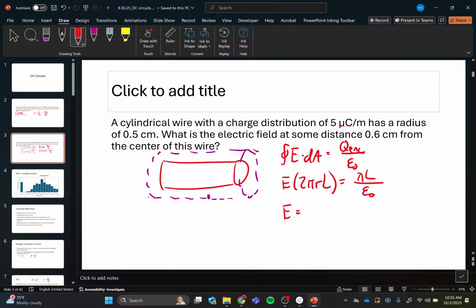We then solve for E, and you get lambda times L over 2 pi r L, over epsilon naught. The L's cancel. We don't even care about the radius of this object because we're outside it. We have all the charge. You plug in the numbers, you get the answer. When I said this is one of the easier cases, this is one where we have all the charge. The more complex cases are when we have some of the charge.